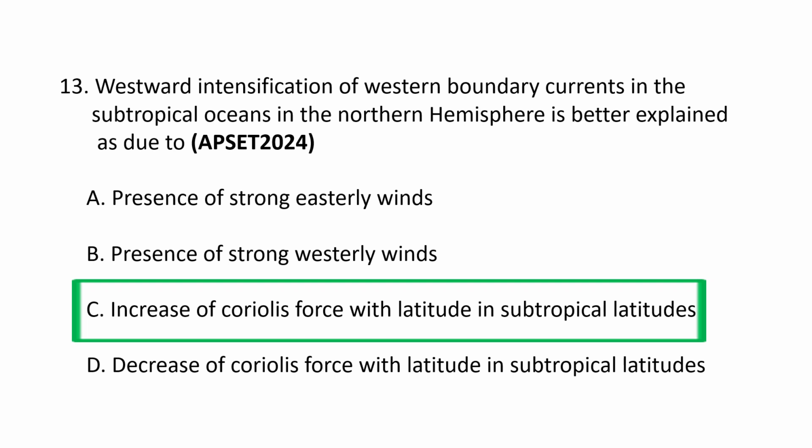The westward intensification of western boundary currents in the subtropical oceans, particularly in the northern hemisphere, is primarily explained by the increasing of Coriolis force with latitude. This phenomenon causes these currents, like the Gulf Stream in the North Atlantic, to be faster, narrower, and stronger on the western side of the ocean basins compared to the eastern counterparts. So the westward intensification of western boundary currents in the subtropical oceans in the northern hemisphere is better explained due to increase of Coriolis force with latitude in subtropical latitudes.